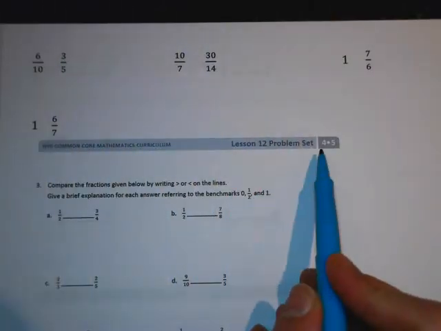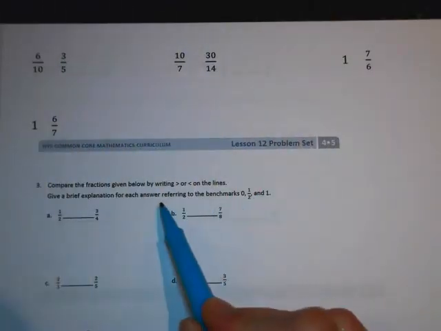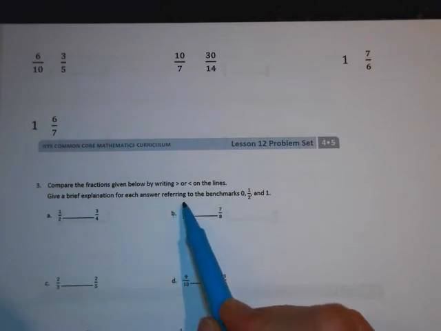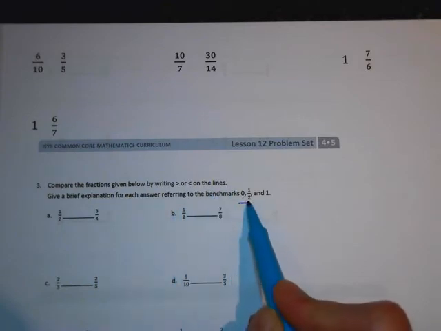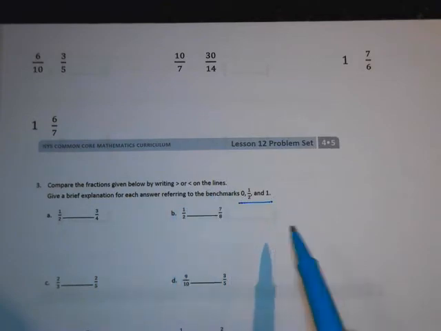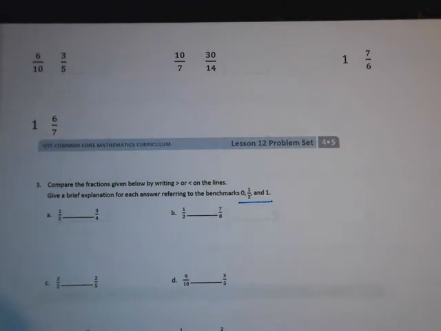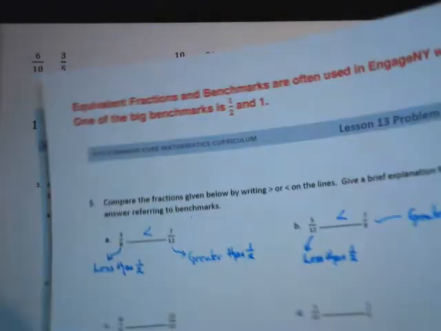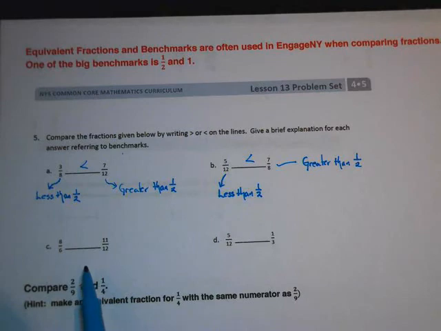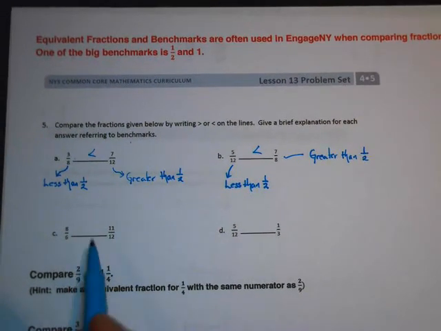I don't know if it's annoying if I flip through. Oh, yeah. Do you see? This is the directions: give a brief explanation for answering, referring to the benchmarks 0, 1/2, and 1. Right? So the directions are in there in Engaged New York, these benchmarks. All right. But anyway, this one is easy because the benchmark is 1.